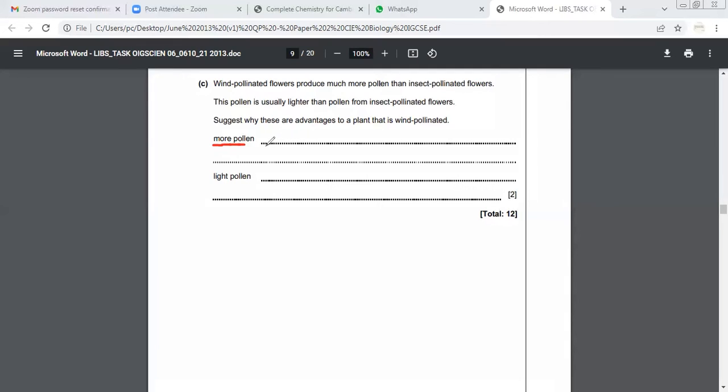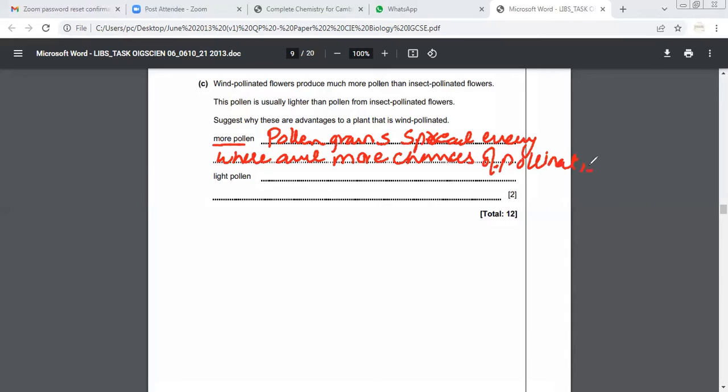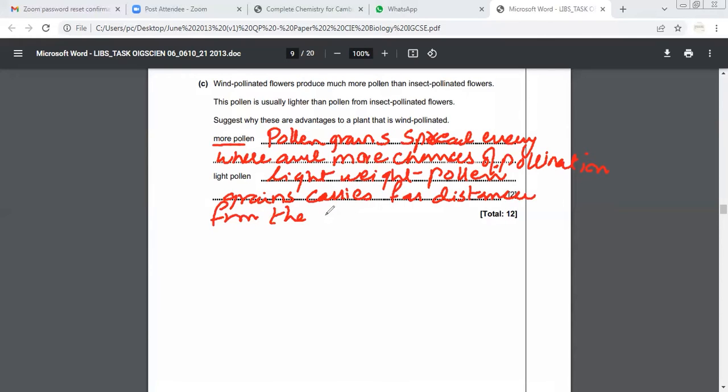So the first reason or advantage for more pollen is that the pollen grains spread everywhere and more chances of pollination. And light pollen, that means lightweight pollen grains, are carried far distance from the originated point or related flowers.